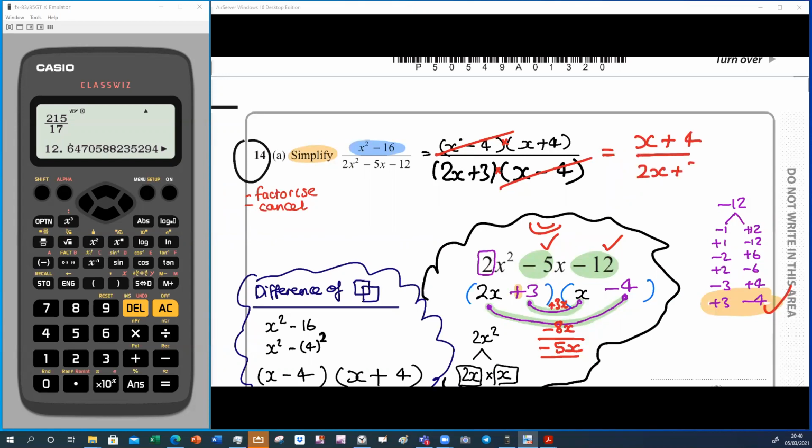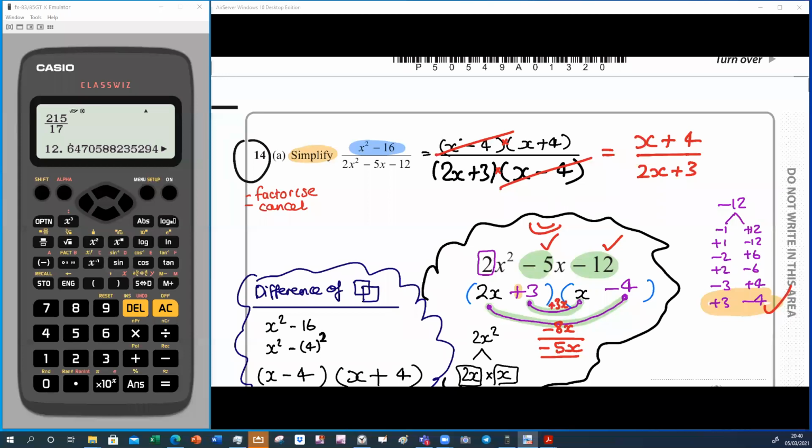Now, do I need to put the brackets back in now? No. Okay, why don't we need the brackets anymore? Because the multiplying effect of the brackets is gone. So the x plus 4 was being multiplied by another bracket. Now that's gone, it's on its own. It doesn't need the brackets anymore.